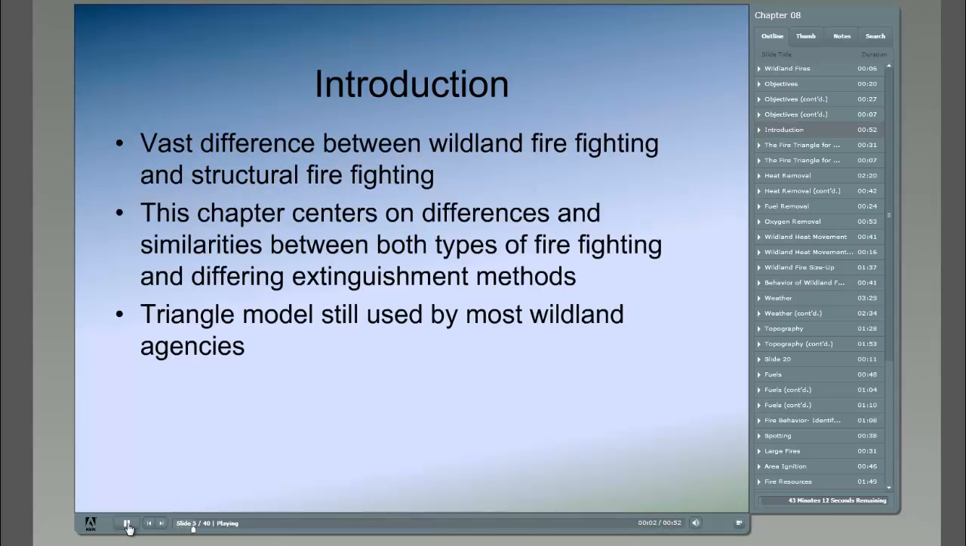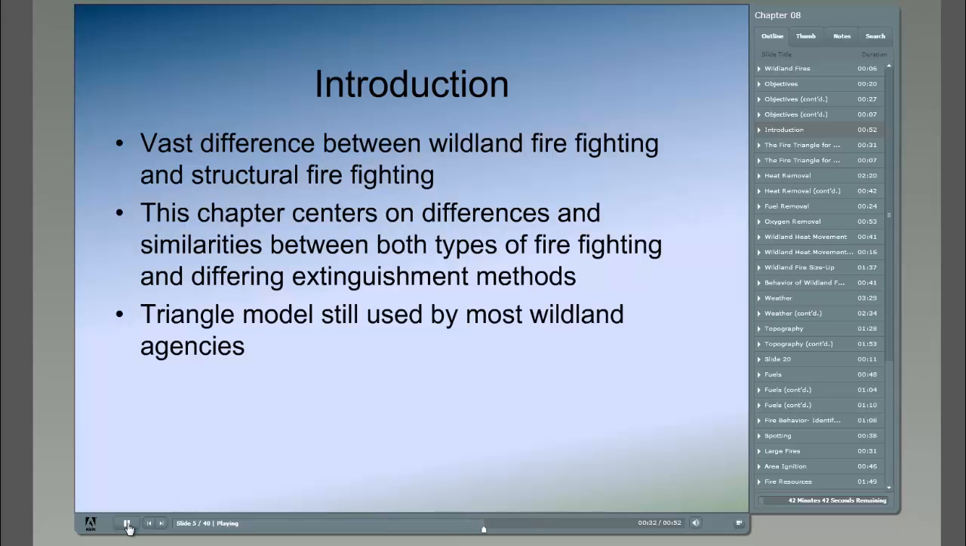There is a vast difference between wildland firefighting and structural firefighting. A careful study of these differences indicates variations in certain factors that impact fire behavior. However, all fires follow natural laws of physics, and once learned they can be applied to both firefighting arenas. Discussion in this chapter centers on the differences and similarities between both types of firefighting and how fire extinguishment methods differ as well.